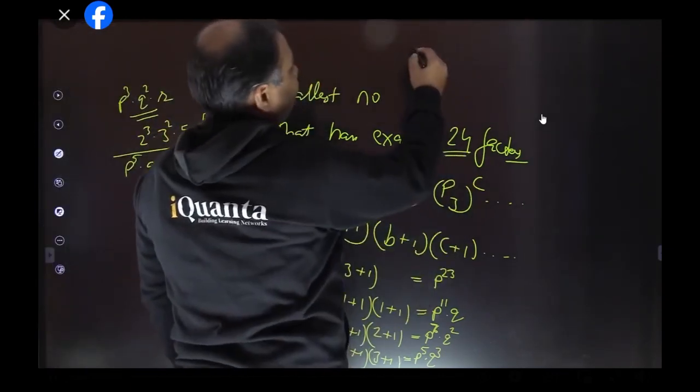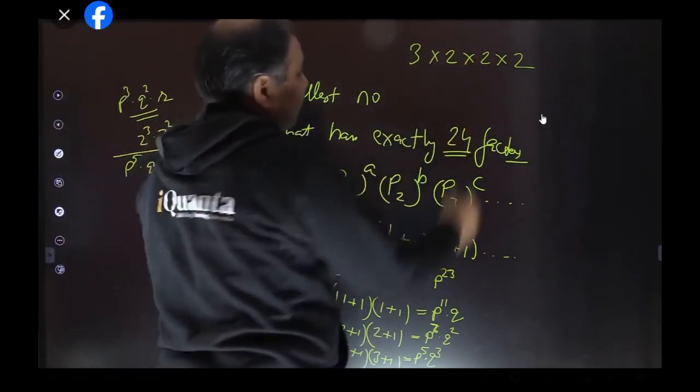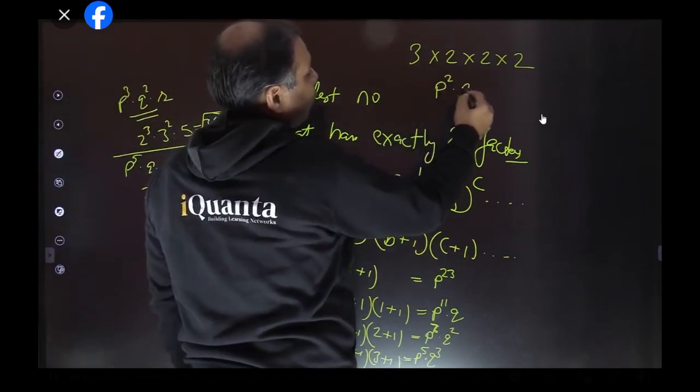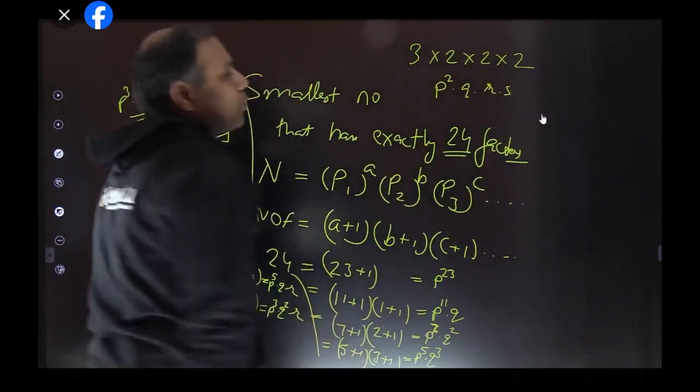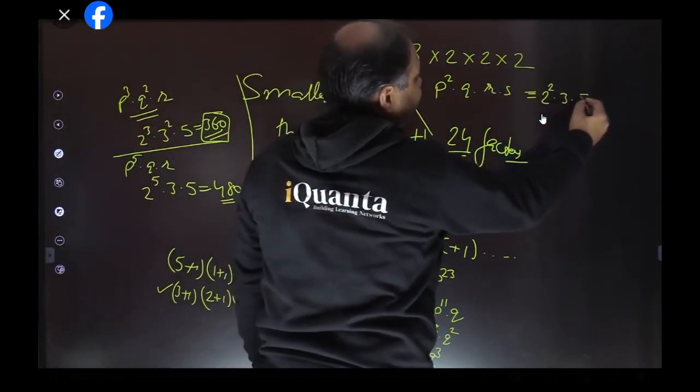So 24 as 3 into 2 into 2 into 2. Yes, that's also a possibility. In this case, yes, that should yield the smallest number. Let's check if it yields. So in that case, the number will be of the form p square into q into r into s, if p, q, r, s are different prime numbers. So the smallest number of this form will be 2 square into 3 into 5 into 7.